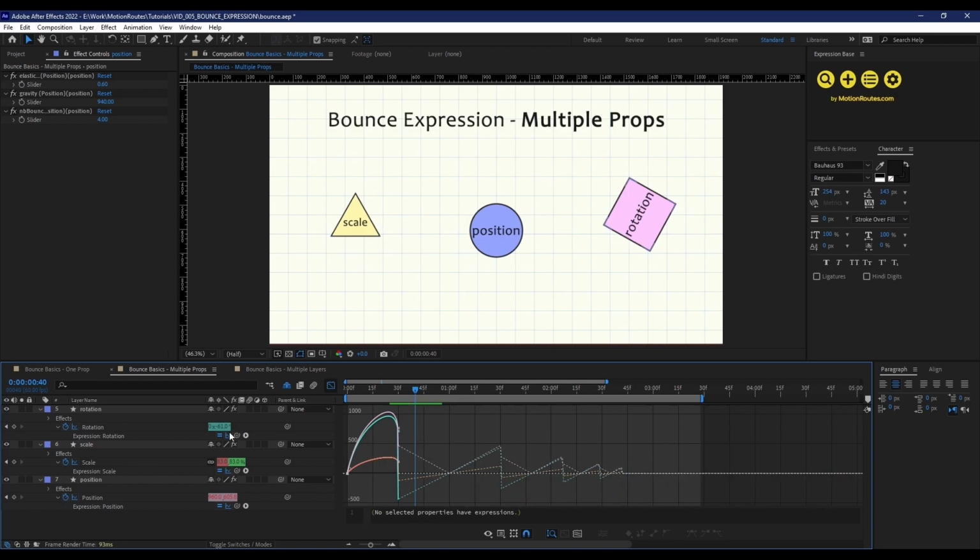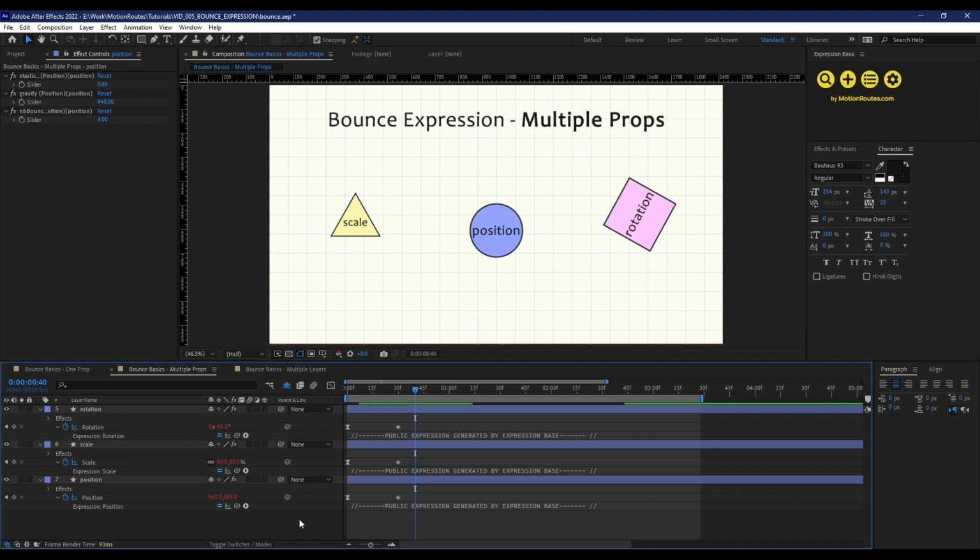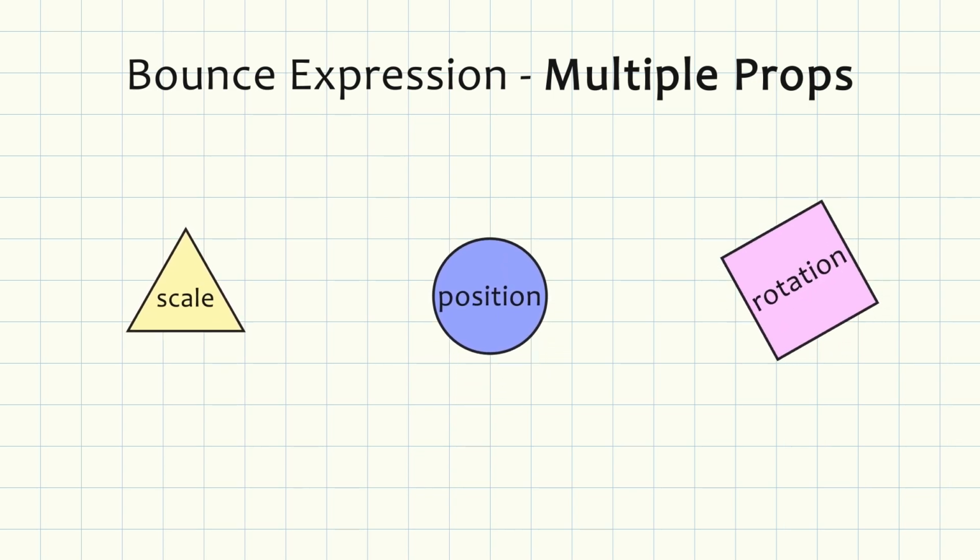Finally, let's turn off the show post expression graph on all layers and preview our animation. And there you go, a synchronized bounce animation across multiple properties.